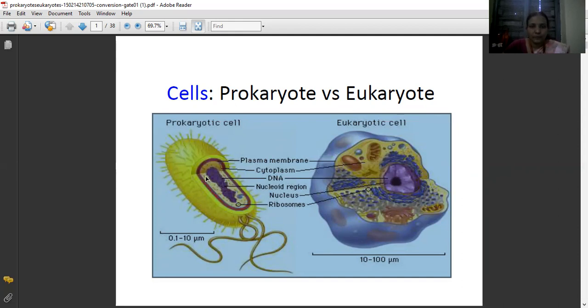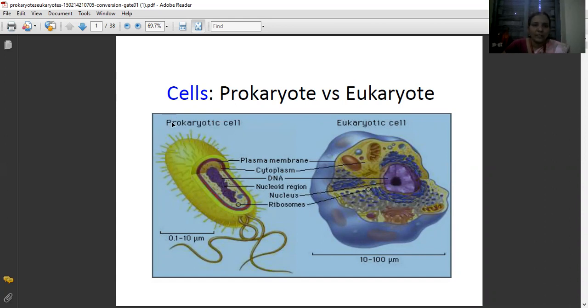Most of the cell organelles are different, some are the same, and some are lacking in the prokaryotic cell. If we see the structure of the prokaryotic cell, it has a minimum, small size: 0.1 to 10 mm, while the eukaryotic cell is 10 to 100 mm in size. It also has a plasma membrane. In detail, we are going to see the structure and function of the plasma membrane. Each and every cell organelle we are going to learn in detail.